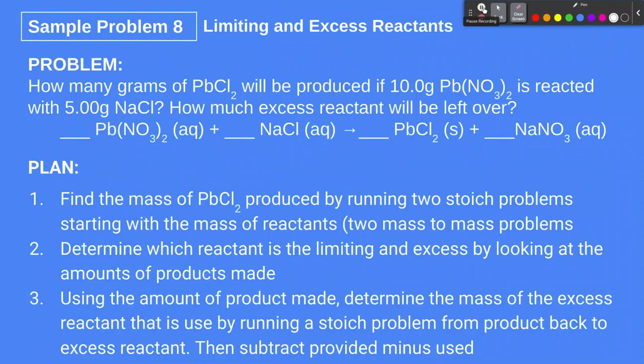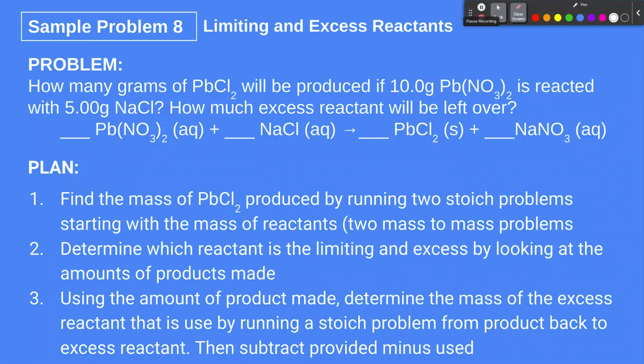All right, so in this problem, we're figuring out how many grams of lead 2 chloride will be produced if 10 grams of lead 2 nitrate is reacted with 5 grams of sodium chloride. We're also going to have to figure out how much excess reactant will be left over. So this is one long problem like the previous slide. The first thing you need to do is balance the chemical equation.